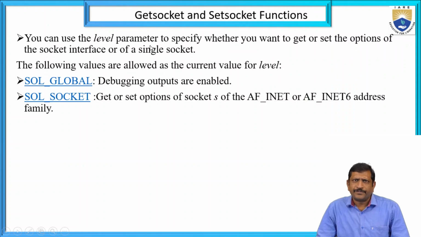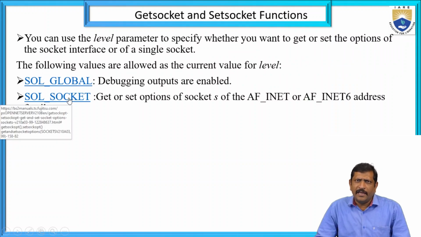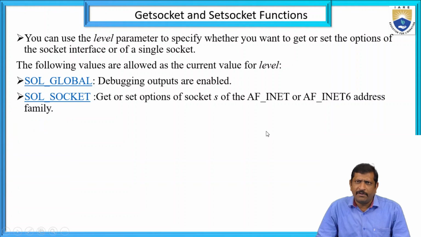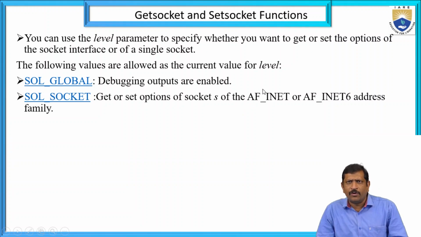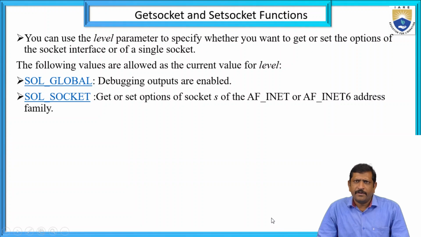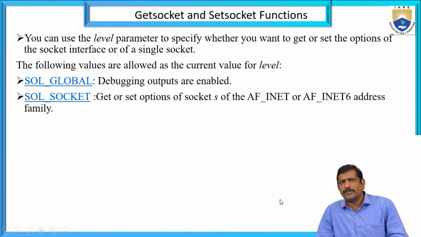By using the level parameter, that is high level, low level, medium level, the number of the level parameters. So the parameters we generally call optname and optval. These level parameters specify whether you want to get or set the options of a socket, the interface of a single socket.